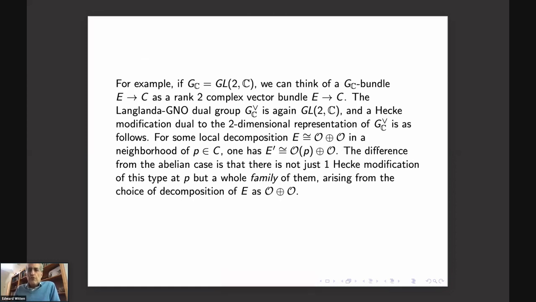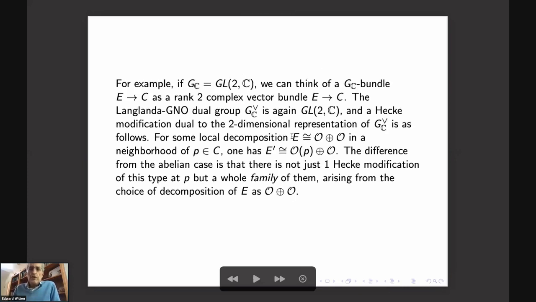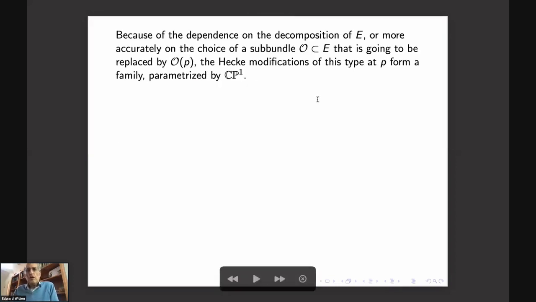The difference from the Abelian case is that there's not just one Hecke modification of this type at P, but a whole family of them arising from the choice of decomposition of E, rather as O plus O. What we really did here was we picked in which direction. The decomposition as O plus O wasn't important. What was important was the first summand was without a pole. And so because of that dependence on the choice of that first summand, the Hecke modifications of this type at P form a family parameterized by a copy of CP1.